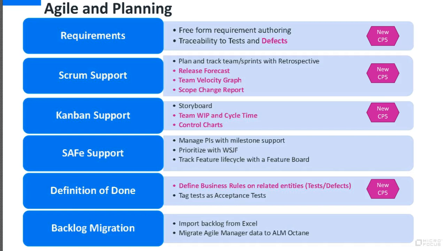In terms of backlog migration, if you are moving from other tools, we do support the ability to import from Excel. So you can export your backlog from the tool that you're currently using to Excel or a CSV file and import that into Octane and start working with Octane with your own data. For Agile Manager customers, we have a migration utility that takes an Agile Manager project or a workspace and converts it to an Octane workspace. So that's available as well.